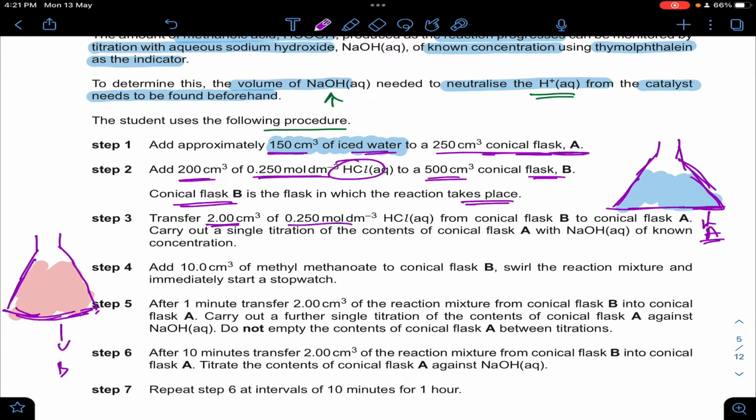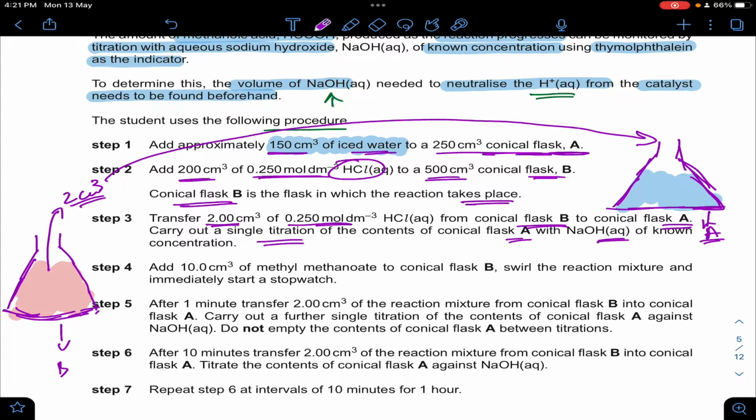Transfer 2 cm cube of 0.250 mole per dm cube HCl from B to A. All right, so we'll extract 2 ml of acid and transfer it into A. Carry out a single titration of the contents of conical flask A with NaOH of known concentration. This is the chemical reaction which we perform to calculate the volume of NaOH required to neutralize the H plus ions present due to hydrochloric acid, due to the catalyst. So this is the first experiment which we'll do with HCl and sodium hydroxide, just to find out the volume of NaOH required to neutralize the H plus ion from HCl.